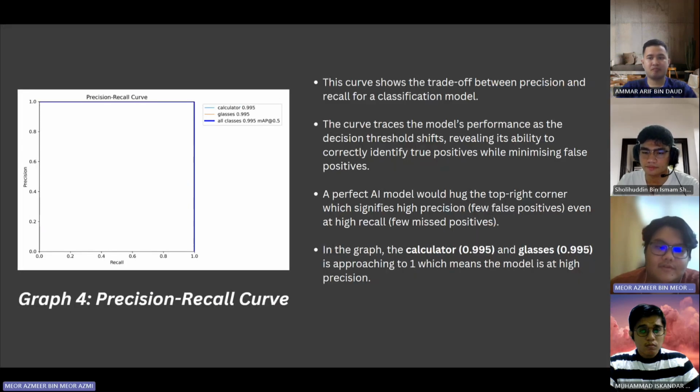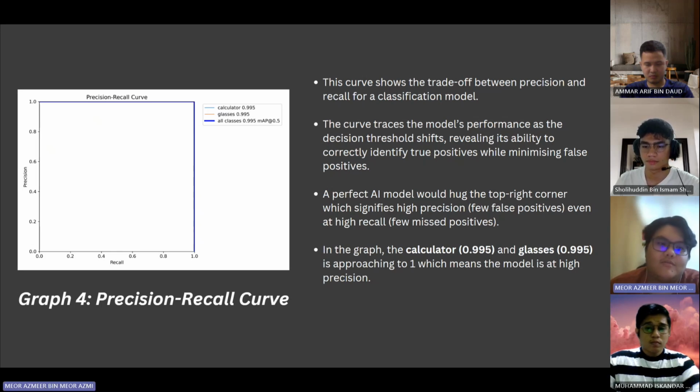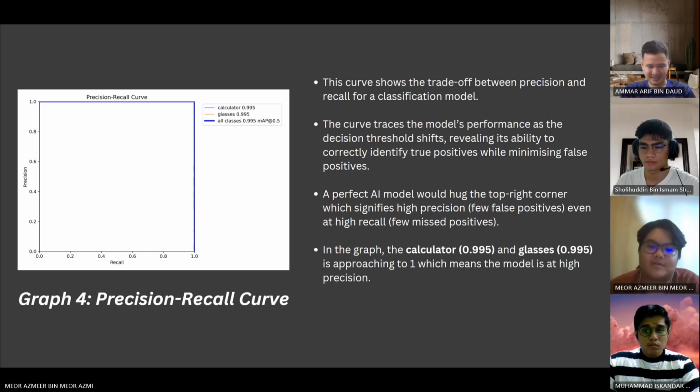For the fourth graph, this is the precision recall curve. This curve shows the trade-off between precision and recall for a classification model. The curve traces the model's performance as the threshold shifts, revealing its ability to correctly identify true positives while minimizing false positives, where a perfect model would hug the top right corner, which you can see in our graph here, signifying high precision even at high recall. In the graph, the calculator has a score of 0.995, and glasses also 0.995, approaching 1, which means the model has high precision.